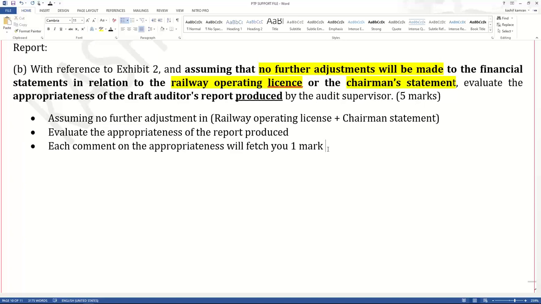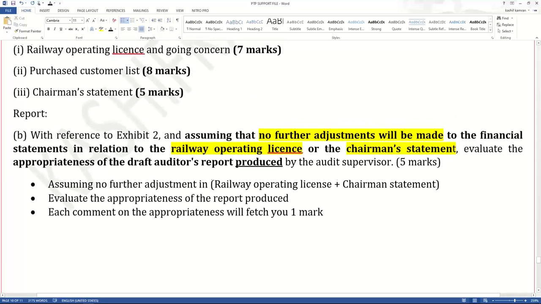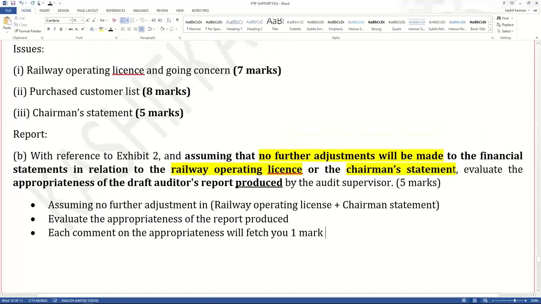No further adjustments will be made to the financial statement in relation to the railway operating license or the chairman's statement. Does that mean we had 3 issues above? We had an issue of railway operating license where the examiner is saying assuming no adjustment is made. So is the management disagreeing with the auditor in the first issue? Yes or no? Okay. Assuming no further adjustment is made in the chairman's statement, does that mean the management is disagreeing with the auditor on the chairman's statement?